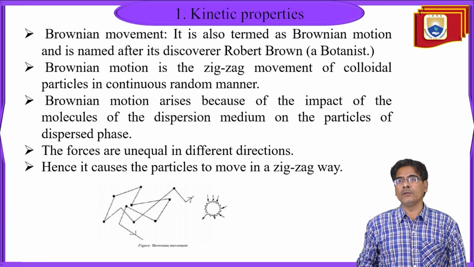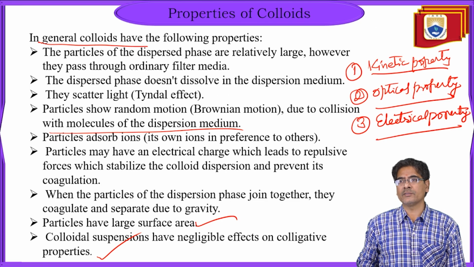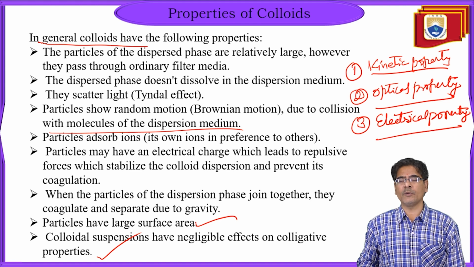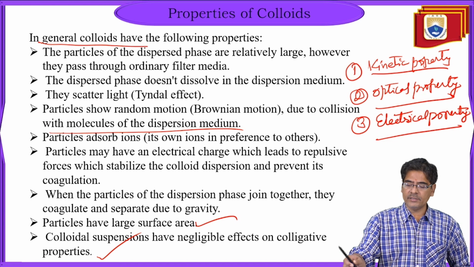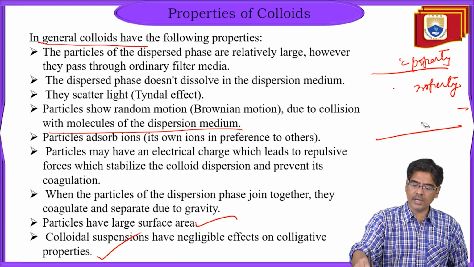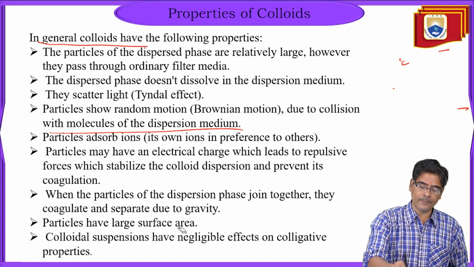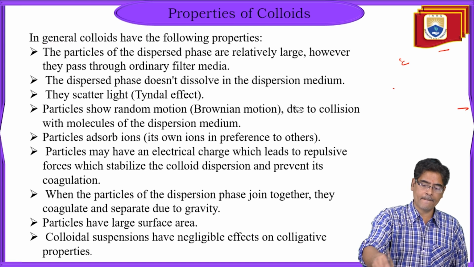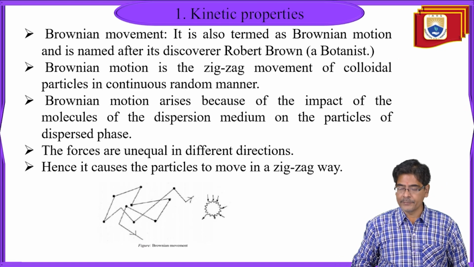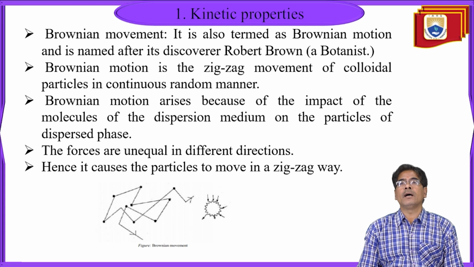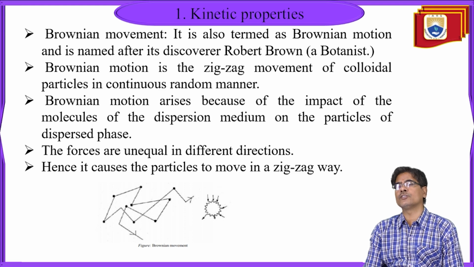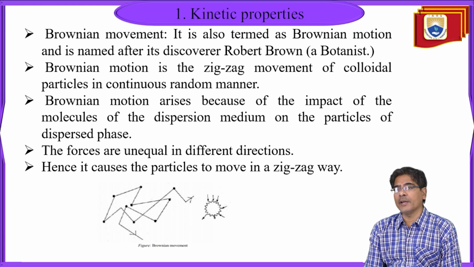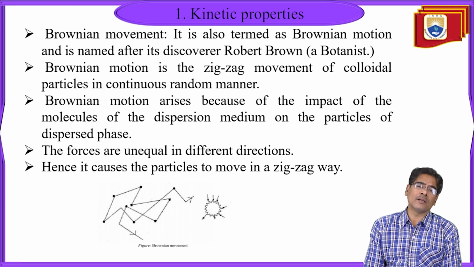As we have seen in the previous lecture, there are different properties: the kinetic property, the optical property, and the electrical property. Let us see what the kinetic properties of colloids are. The kinetic property exists due to Brownian movement.